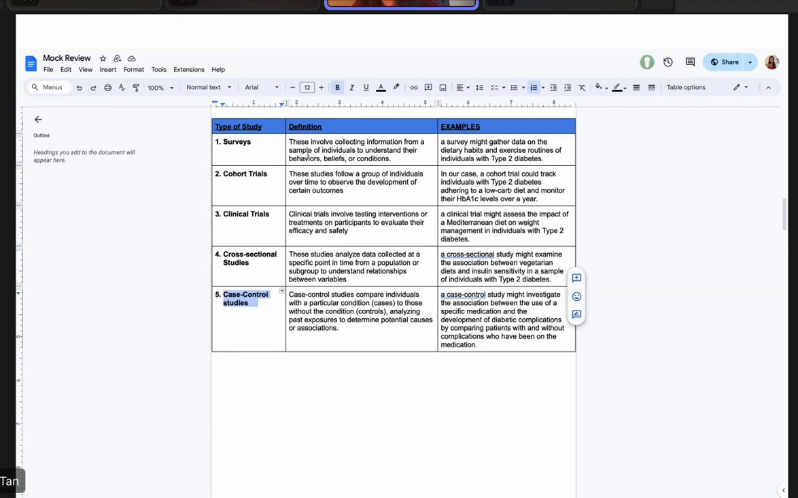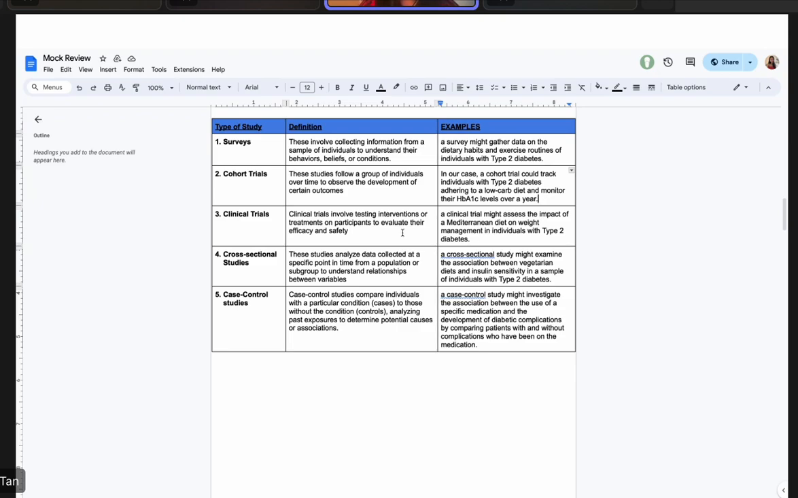So how do you differentiate between a cohort study and a clinical trial? Is your cohort also testing the outcome of an intervention? That is a very good question. So for cohort, they don't really have a comparison. If you can see here, a cohort trial could track individuals with type 2 diabetes adhering to a low-carb diet. So your intervention is a low-carb diet, and then you just follow them up, monitor them over a year, but there's no comparison. What are you comparing it with? Is there a placebo? No, because they're just following a certain group of people, a cohort, over time. And that's what a cohort trial is.